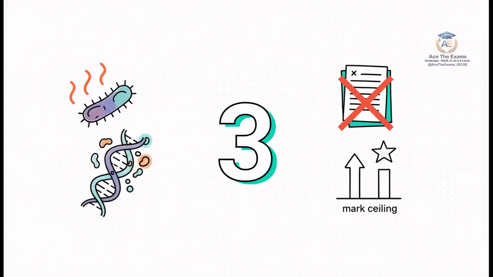This reinforces our earlier lesson perfectly. Answers entirely devoid of the specific given context will immediately hit a mark ceiling. For example, if the question is about a specific bacterial strain adapting to heat, and your answer just blindly describes standard transcription without ever mentioning the heat adaptation, you will simply not access the higher mark bands.